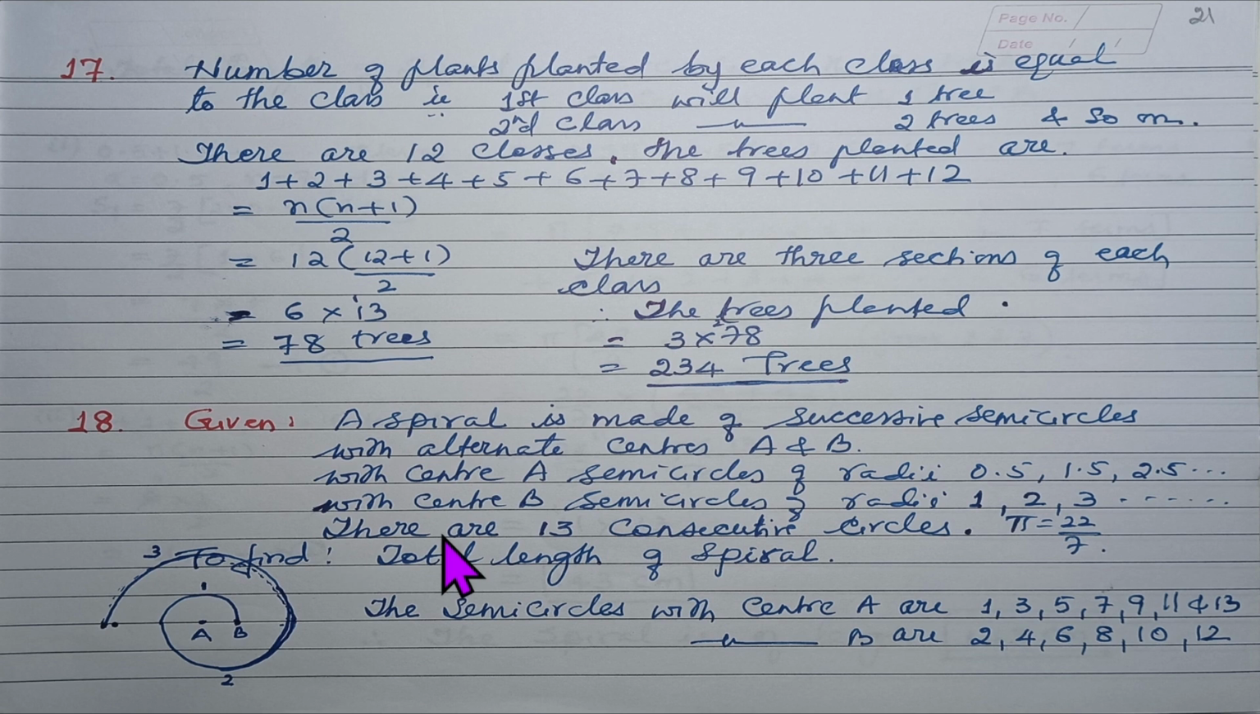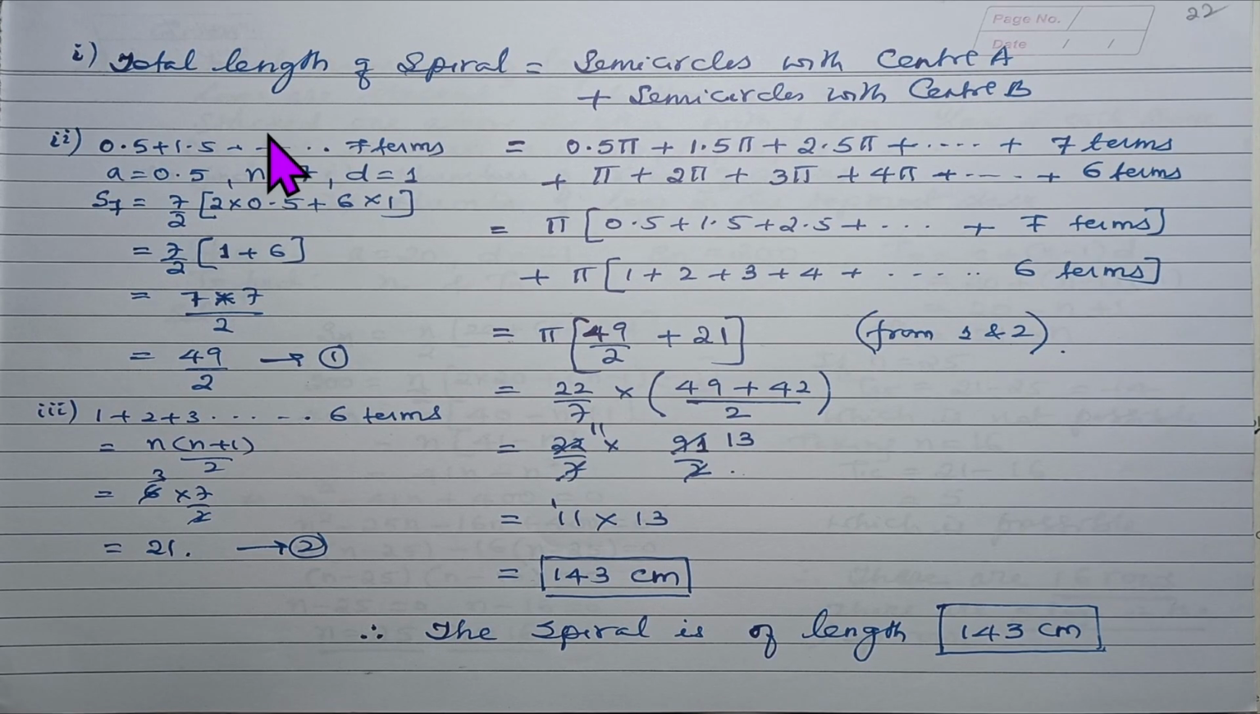So let us understand this. The semicircles with center A are the first, the third, the fifth, the seventh, the ninth, the 11th, and the 13th semicircle. The semicircles with center B are the second, the fourth, the sixth, the eighth, the 10th, and the 12th. So in all, we have 13 consecutive semicircles. Now to find the total length of the spiral, we have to take the semicircles with center A first and add them to the semicircles of center B. That means we have to find the lengths.